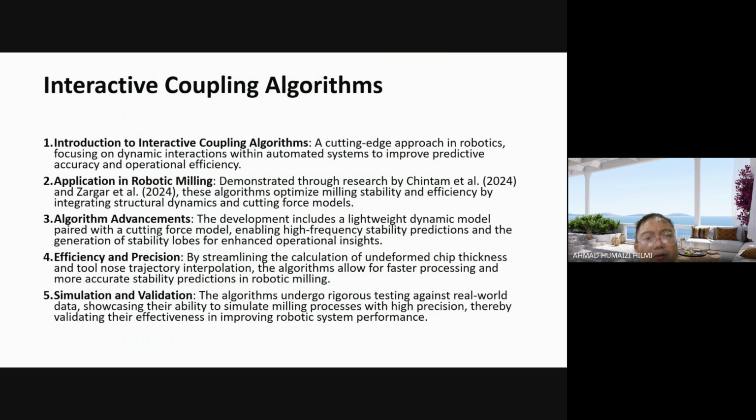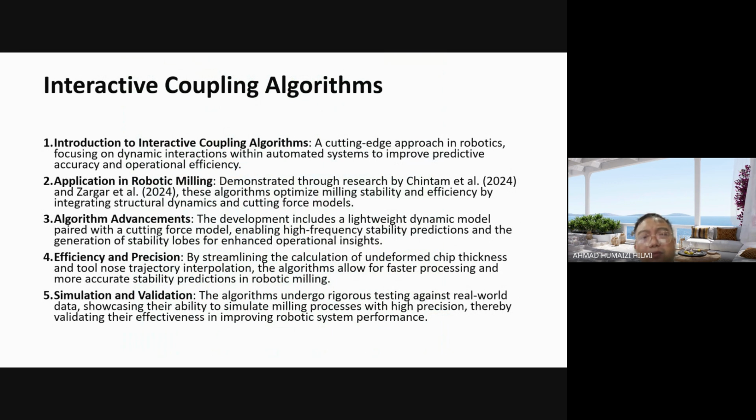Okay, so these two each have an algorithm of their own. One algorithm for the stability and one algorithm for the cutting force. So how about we integrate both algorithms? This is applied in the research by Chintam and all and Zaga. They integrate both algorithms. So how about for other applications? We can integrate many algorithms so that we can get optimization for our purposes.